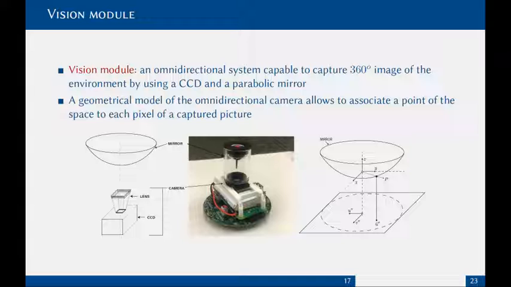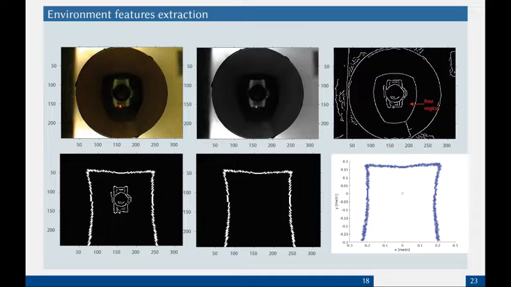A geometrical model of the omnidirectional system, once properly calibrated, allows associating a point of the space to each pixel of the captured pictures. Each image is processed in order to extract relevant geometrical information of the environment. Here, execution of image processing algorithms is shown when the robot is located in a rectangular shaped room.